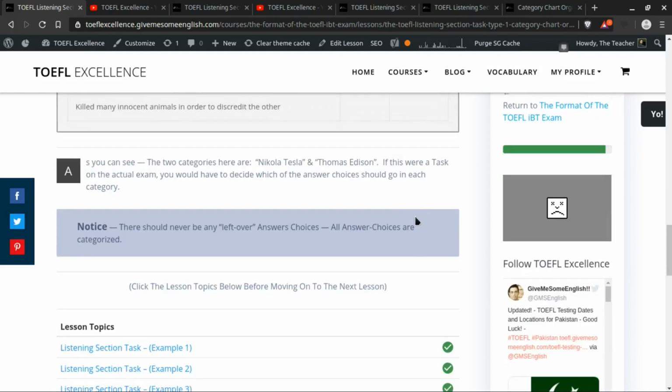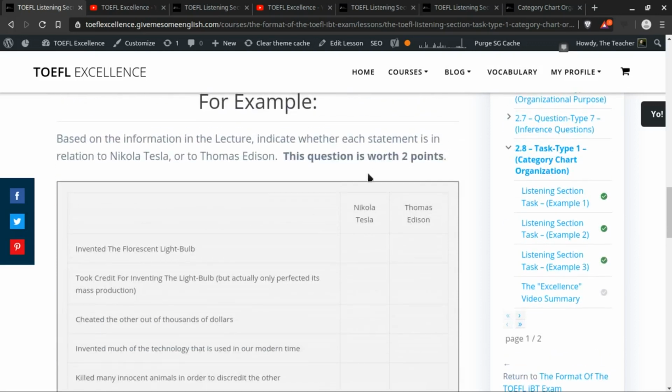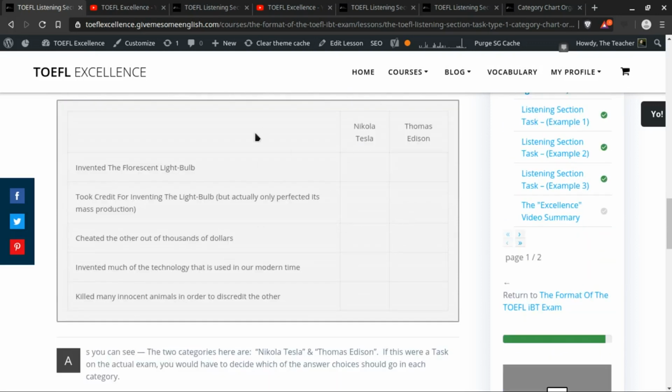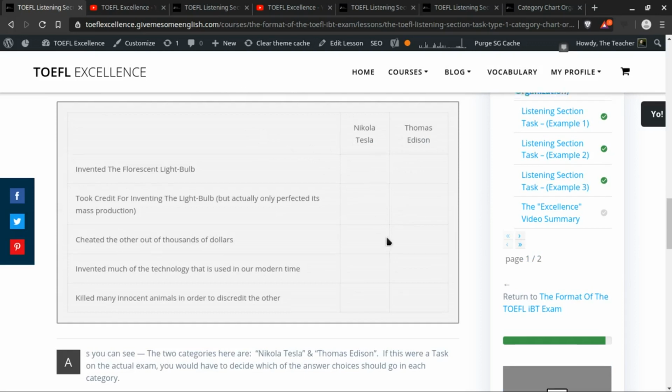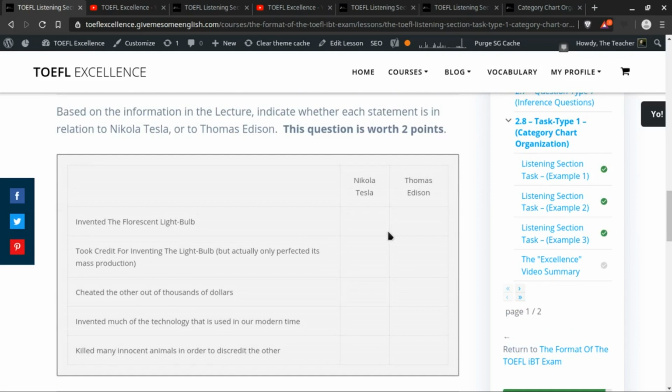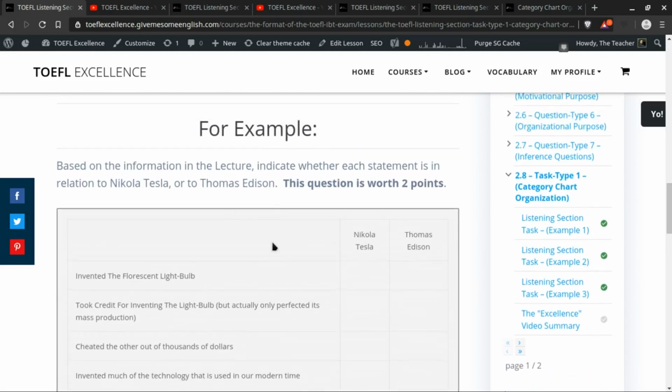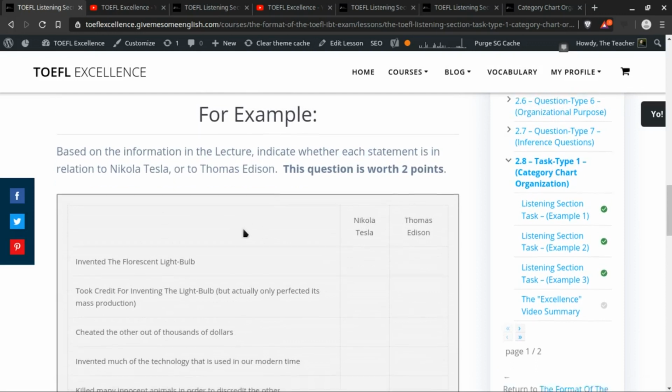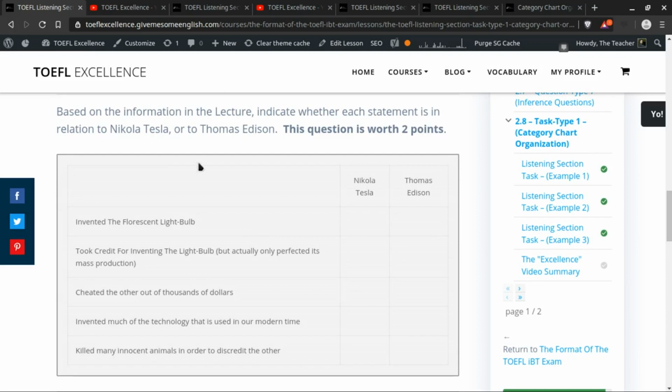So the other thing with this, you have the two different categories. Now, you're not going to know what the categories are before you get to this task type. So when you're listening to the audio file, it might seem that this is another thing that you have to take notes for, but you don't have to listen for specific categories because in any listening file, and this is usually done with a lecture, I've never heard of this particular task referring to a conversation.